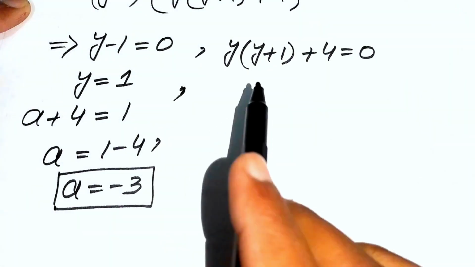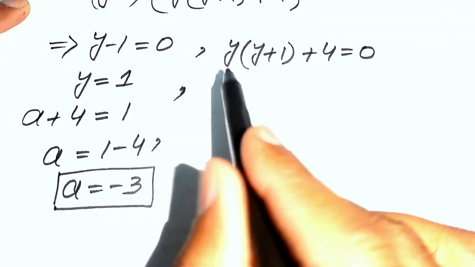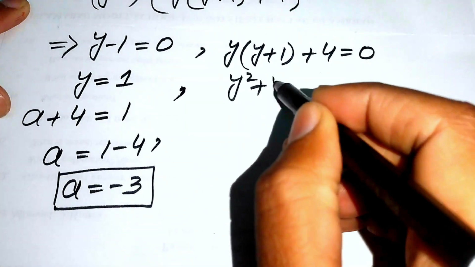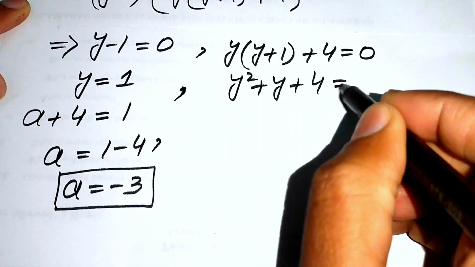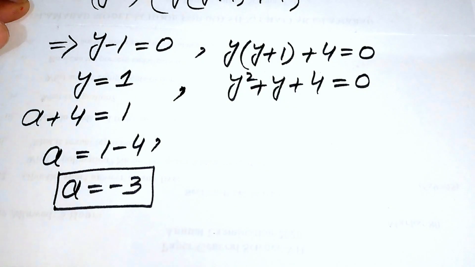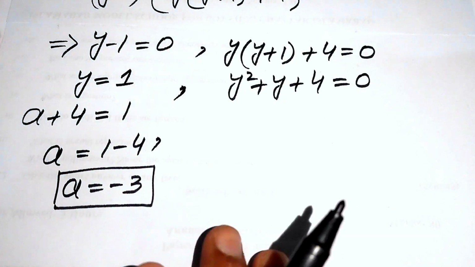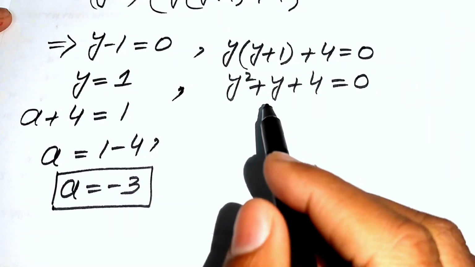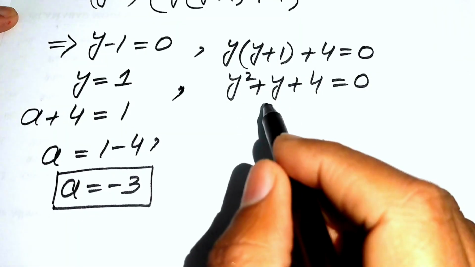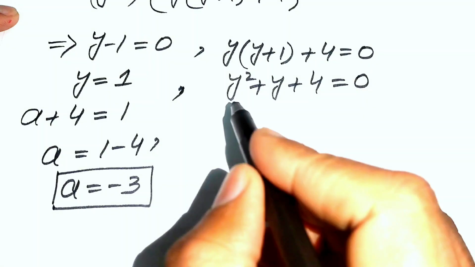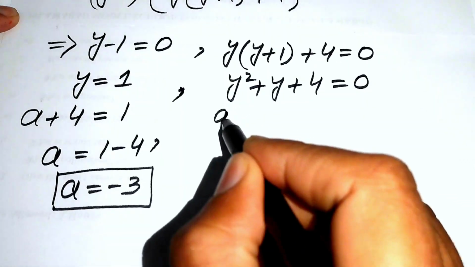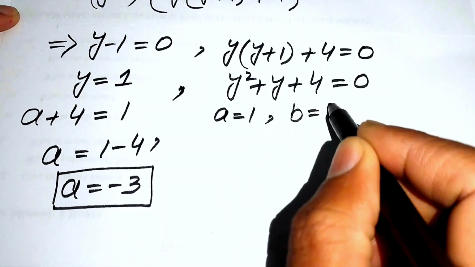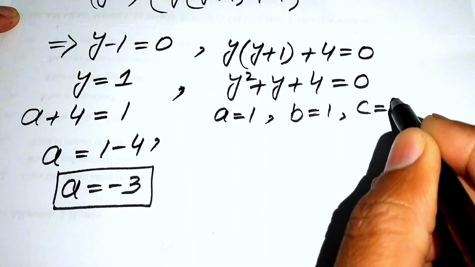Now we can simplify and solve this equation. First we multiply this y on both of these terms, and we get y squared plus y plus 4 equals 0. So this equation becomes a quadratic equation in the variable y. Now first we check whether this quadratic equation has real roots or not, by using the discriminant formula. According to the discriminant, first we need the coefficients of this equation, and we have a equals 1, b equals 1, and c equals 4.